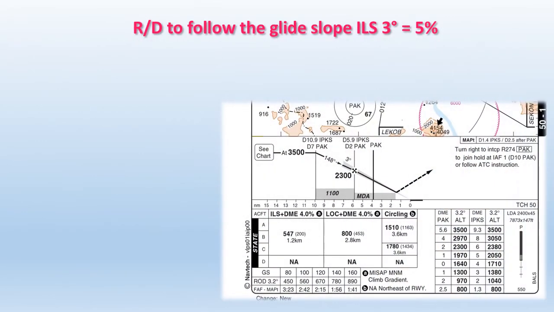Following is the rate of descent to follow the glide slope ILS 3 degrees equal to 5%. For this formula, I already posted on my last video before also. If you would like to know more, you can search for the link or the earlier video. For this one, I will explain again and refer to the airport chart of Pakse Airport that I would like to show. Follow the key: rate of descent equals 5 multiplied by ground speed in knots.